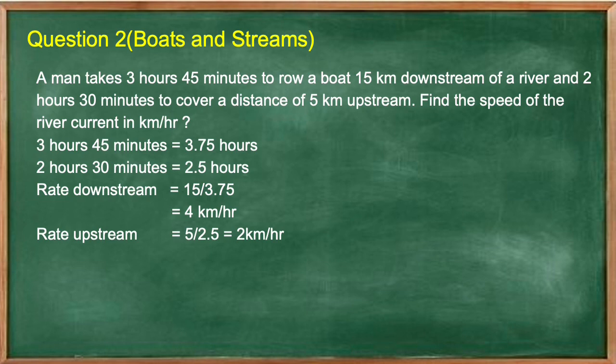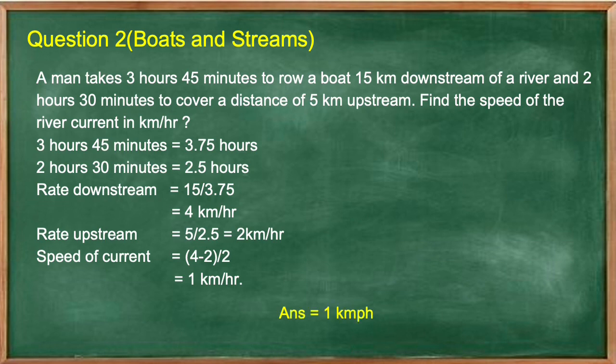Now speed of current. Rate downstream plus rate upstream divided by 2. So speed of current is equal to (4 minus 2) divided by 2, which is equal to 1 kilometer per hour. So our answer is 1 kilometer per hour.